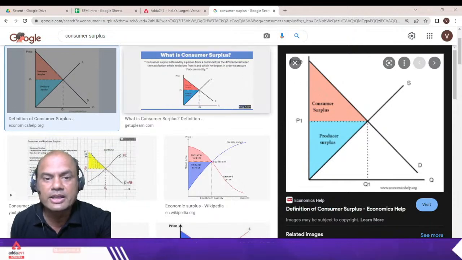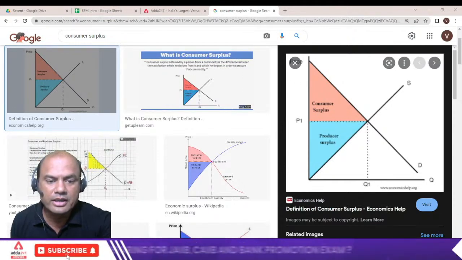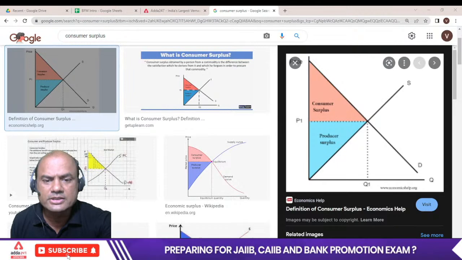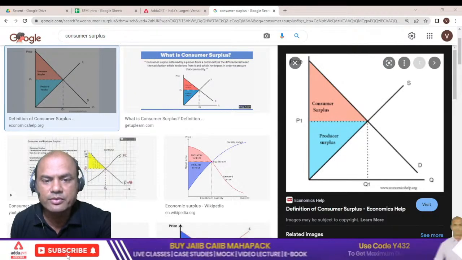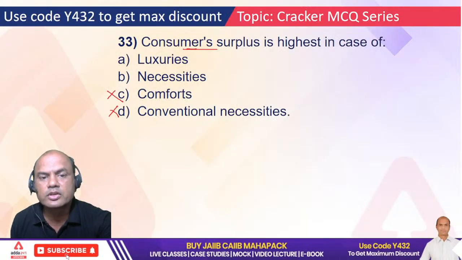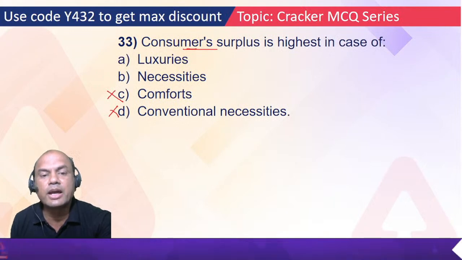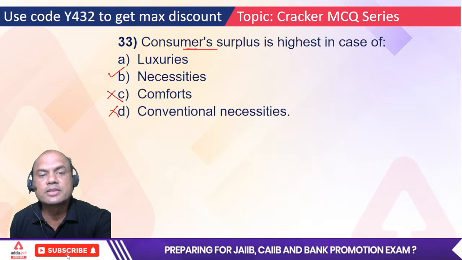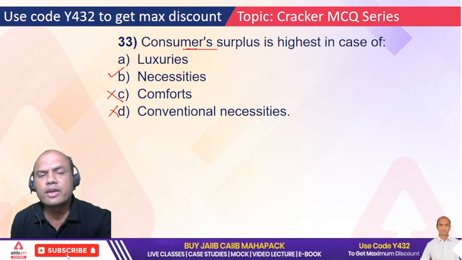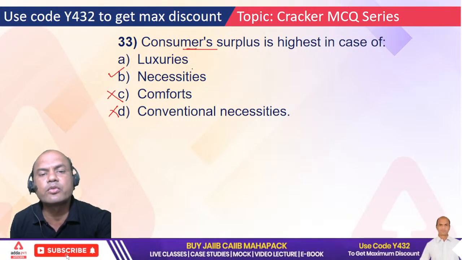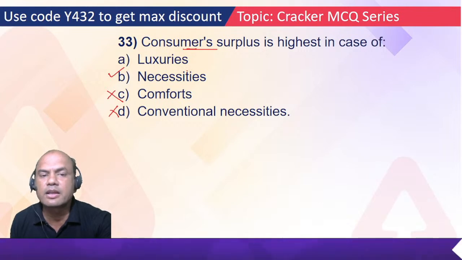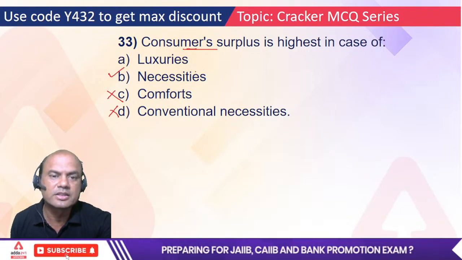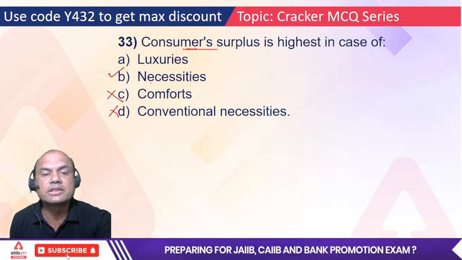So it will be in case of, okay, I'll give you again. Everyone got this answer or no? Type yes if you have got it. Also type the answer itself. So it will be highest in case of necessities, right? Necessities means all that food, clothing and shelter. These are the three basic necessities. So consumer surplus will be highest in these cases.